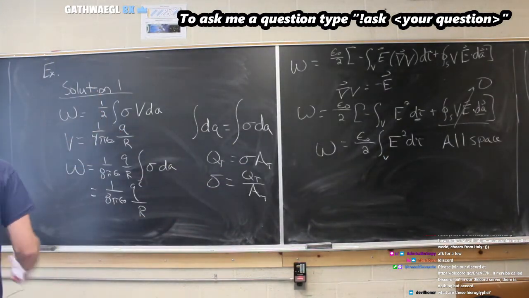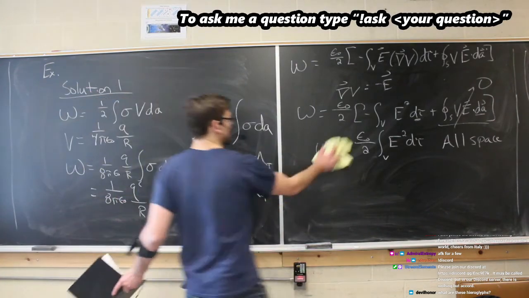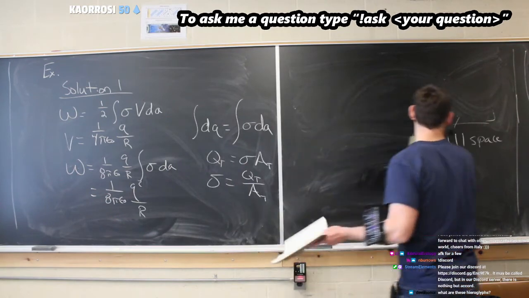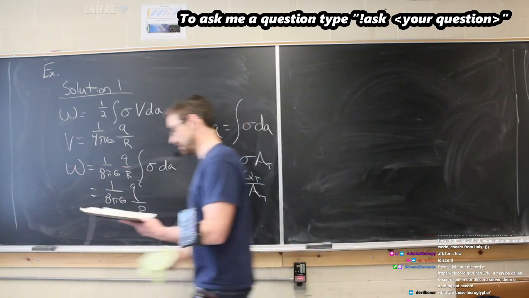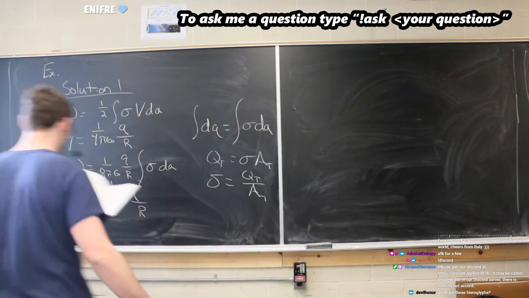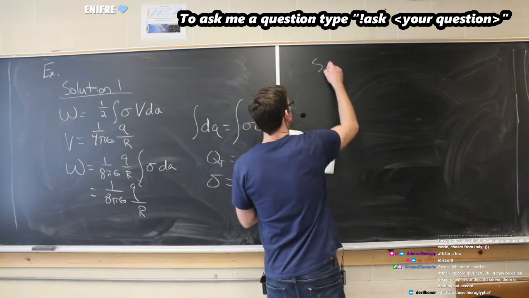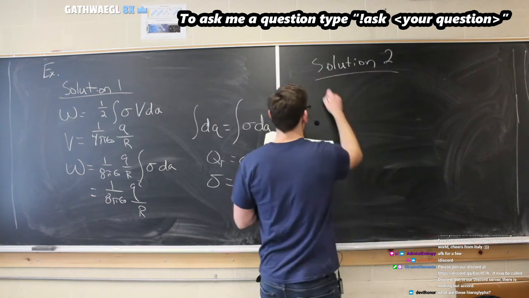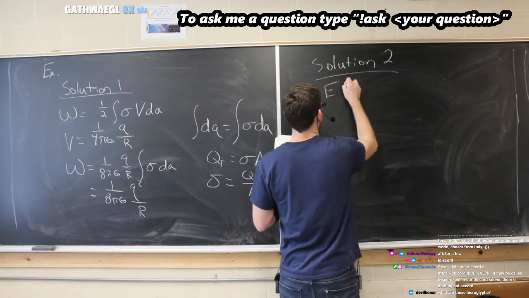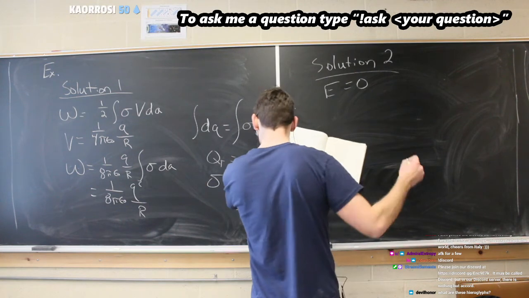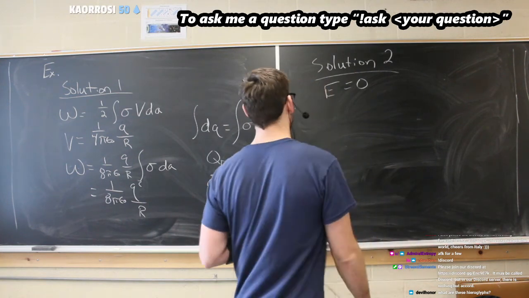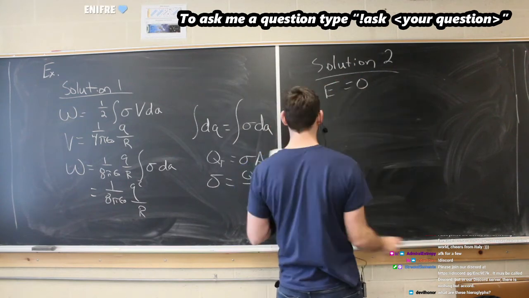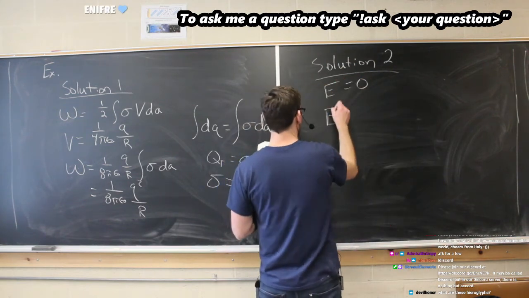There's solution 2 we have to consider. Solution 2 has a bit of a different approach to it. Now, inside the sphere, the electric field is 0. We talked about that quite a bit. Inside the sphere, the electric field is 0, but the potential is not, but that's not important right now because really what we want to talk about is the electric field.